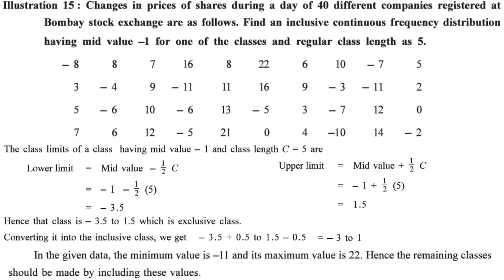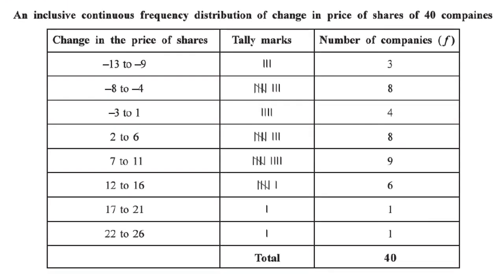They will look something like this. An inclusive continuous frequency distribution of change in price of shares of 40 companies, negative 13 to negative 9. Now this is an inclusive class, so 13 is included and 9 is also included. You have to check the vertical differences here. 13 to 8, 5 difference, 8 to 3, again 5 difference, negative 3 to 2, so 5, 2 to 7, 5, 7 to 12, 5, 12 to 17, 5, and 17 to 22, 5. But they will not end at the same value, they will end at one value previously. So 17 to 22 is the actual class, but this is inclusive, so 17 to 21.